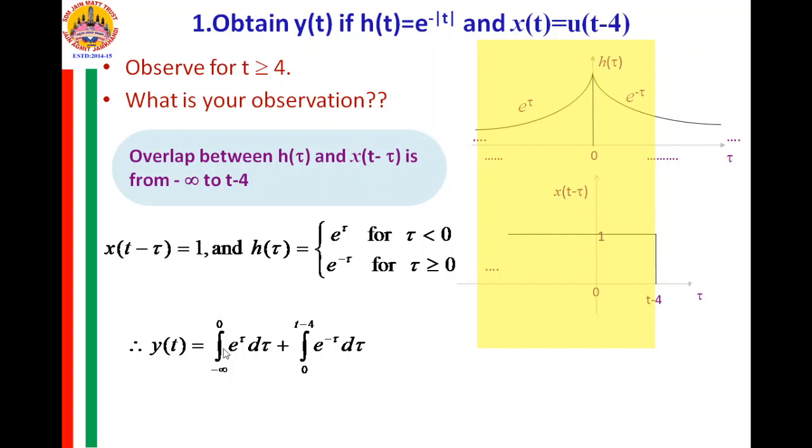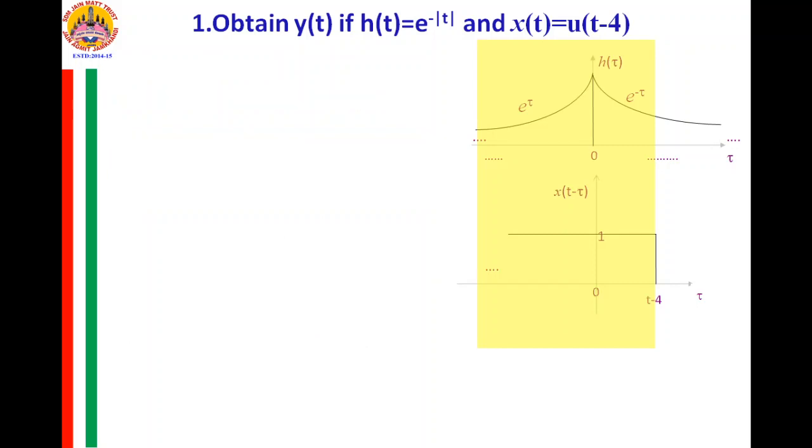So in this convolution integral, we replace h of tau with e raised to tau when the integration limit is from minus infinity to 0, and then from 0 to t minus 4 it is e raised to minus tau. The overall integration from minus infinity to t minus 4 is divided into two parts. One part is minus infinity to 0, where the amplitude of h of tau is e raised to tau, and the second part is from 0 to t minus 4, where the amplitude is e raised to minus tau. So integrate and substitute the limits of integration.